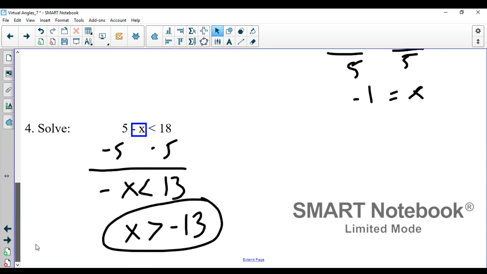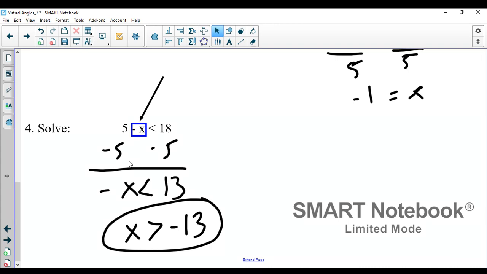Now, number four, this inequality, it's a similar idea. It's a little bit more difficult, though. The first thing that you'll notice that I did here, and I'm just going to draw the arrow just to show you, is that I boxed in the variable because it was a negative. That lets me know that at the end of the problem, I'm going to need to flip the sign.